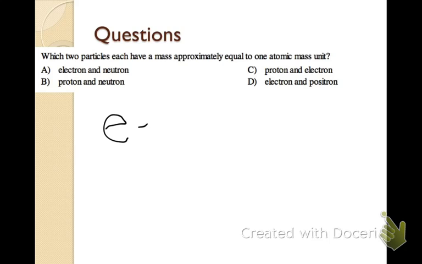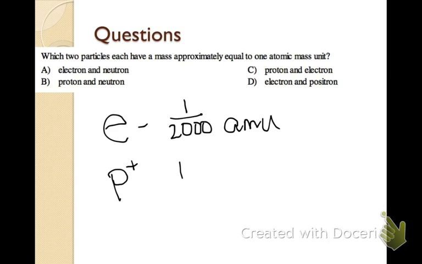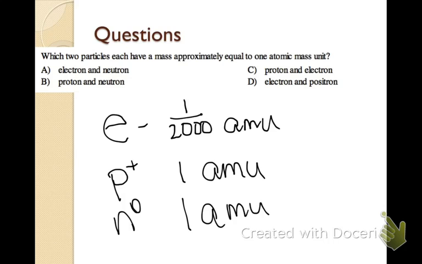Electrons, that was the most recent, have a mass of 1 over 2,000 AMU. Really, it's more like 1 over 1,876. So there are different estimates. You might see a bunch of different ones. Protons have a mass of 1 AMU. And neutrons have a mass of 1 AMU. So we want to get rid of anything that has electrons, so we want to make sure it's protons and neutrons.